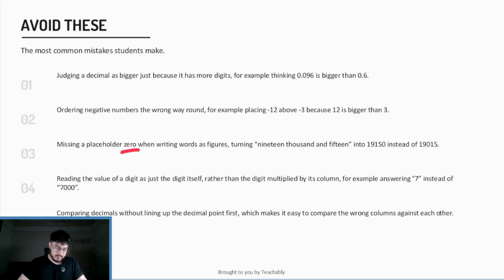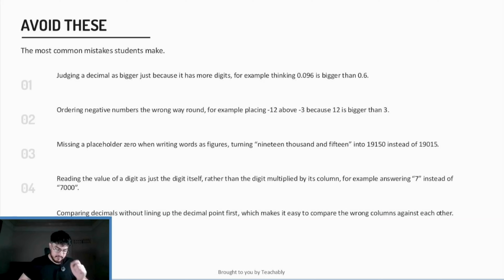Missing a placeholder 0 when writing words as figures. So turning 19,015 into 19,150 instead of this. So remember, when we're reading out words and converting them into numbers, if they specifically miss out a column value, then that column has to have a 0 in it. So in this case, 19,000, and then it says and 15. And so it's missed the hundreds column immediately. And so we don't put anything in the hundreds column, we put a 0 there. And then we move on.